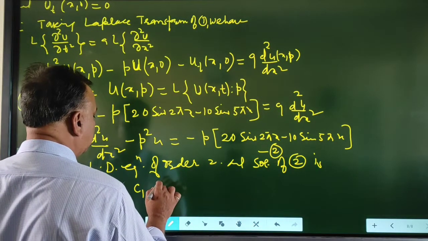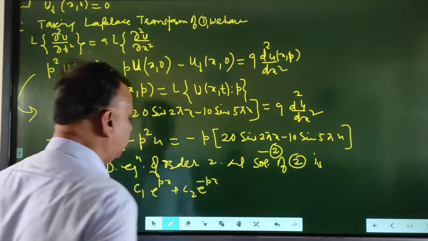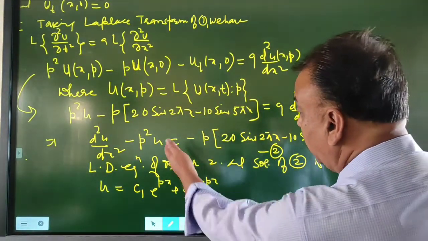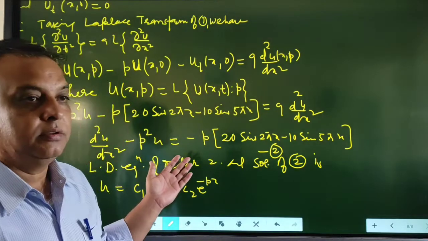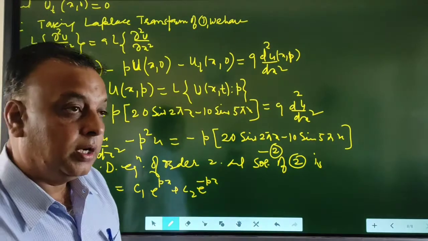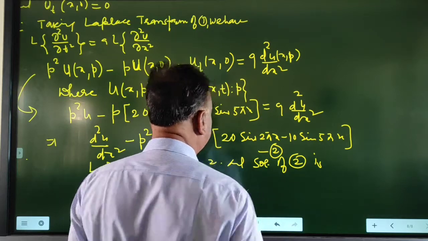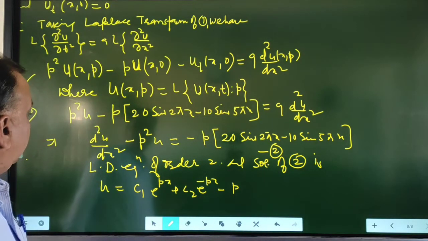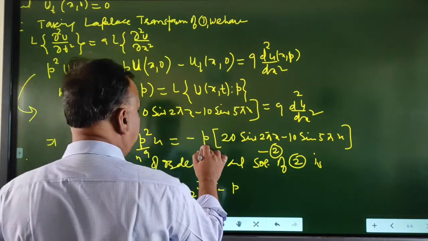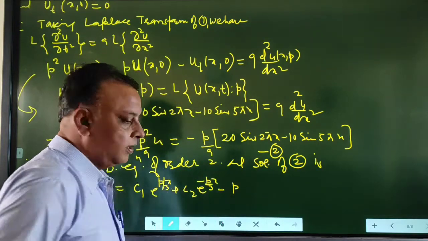CF is C1 e raised to px plus C2 e raised to minus px. The PI can be found from 1 upon D square minus p square, and we get the required complementary function. Minus p... rather this is p by 9, so this is p by 3 and this is p by 3.